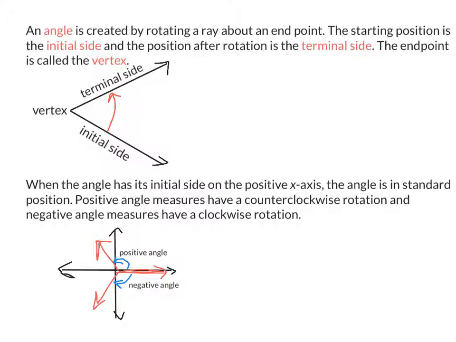And when I do a rotation that is counterclockwise from there, so I go up into the first quadrant, over to the second, and maybe down to the third and into the fourth, that is a positive angle measure. And if I were to go the other way, going clockwise, that's going to be a negative angle measure, as you can see illustrated below.